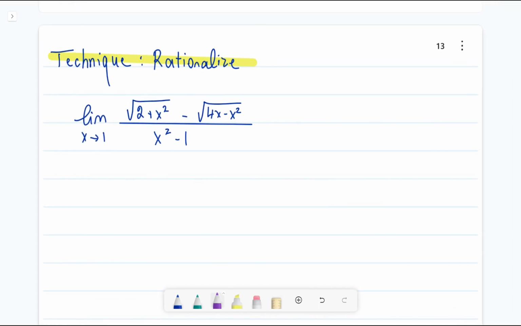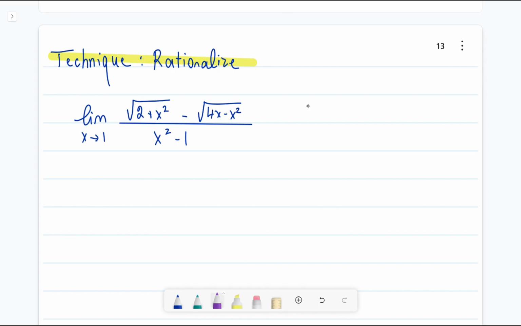So now we will move on to another technique that can help us to solve limits, which is to rationalize. As I mentioned before, it's always good to simplify limits. As always, let's first try by plugging in, and then we will continue by doing this technique.